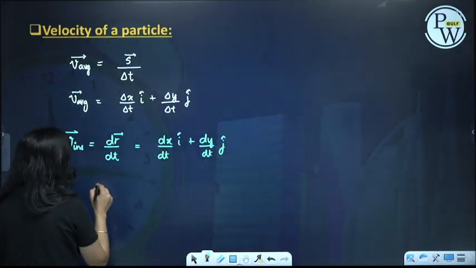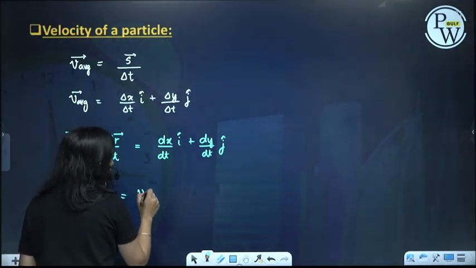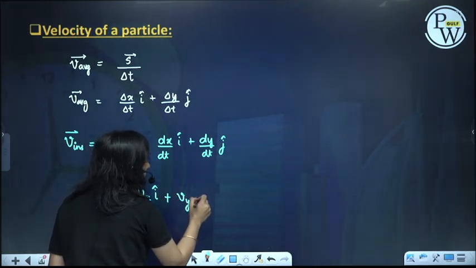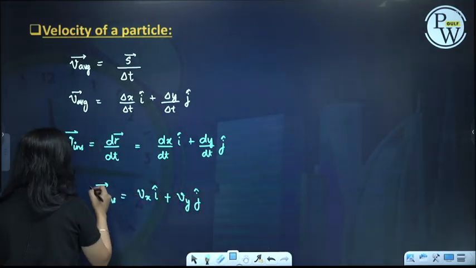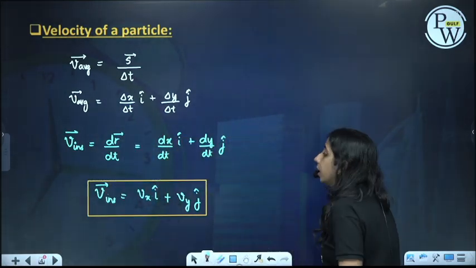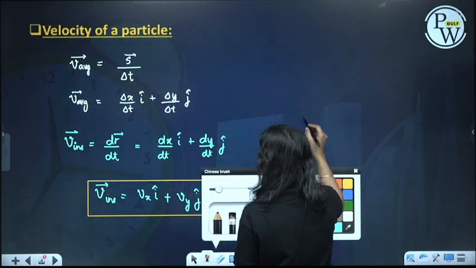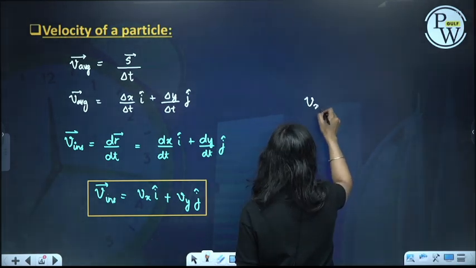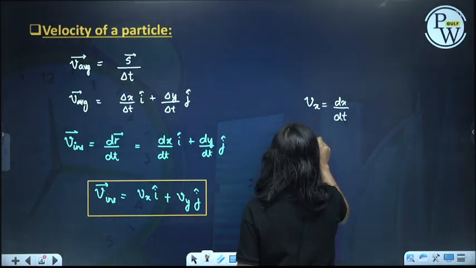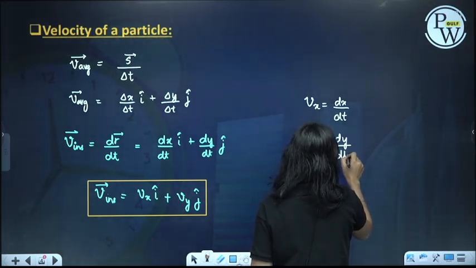So this dx by dt will give me velocity in x, in the i cap direction, and dy by dt will give me velocity in y, in its direction, that is j cap. This is how we define the velocity in two dimensions. Now what is the value of Vx? Vx is equal to dx by dt. What is the value of Vy? Vy is equal to dy by dt.